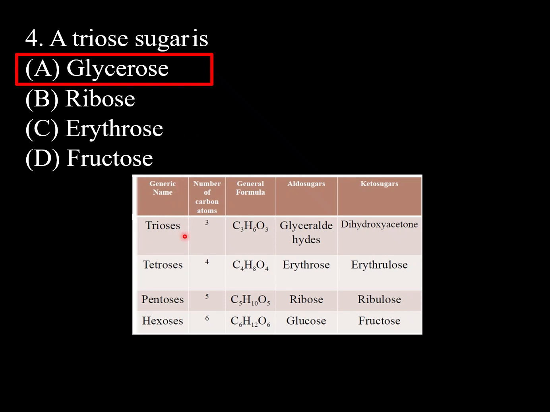In the table here, trioses, tetroses, pentoses, and hexoses are classified on the basis of the number of carbon atoms present in them. Glycerose is a triose, a monosaccharide made up of 3 carbon atoms. That's why the right option is glycerose. The other option, ribose, is a pentose which contains 5 carbon atoms, and similarly fructose is a hexose which contains 6 carbon atoms.